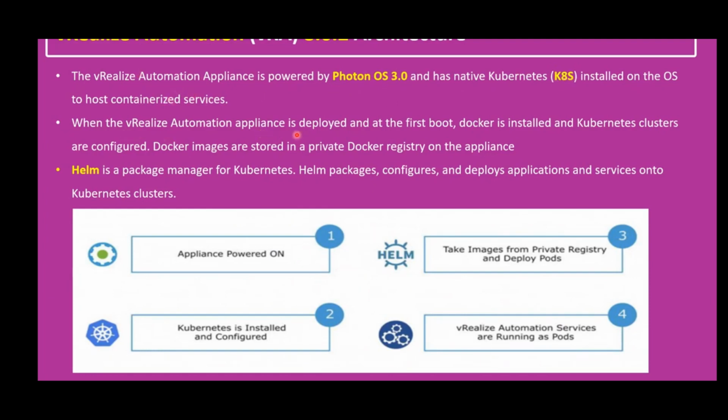So when the vRealize Automation appliance is deployed, at the first boot, Docker is installed. Docker also comes with the VRA appliance, and the Kubernetes cluster is also configured. Docker, Kubernetes and all will have a separate session. I will explain in detail during the following sessions. Just try to understand the terminology in this session, and I will cover the in-depth concepts again in the subsequent sessions. Helm is also a new terminology. Helm is a package manager for Kubernetes. So Helm packages configure and deploy appliances and services onto the Kubernetes cluster.